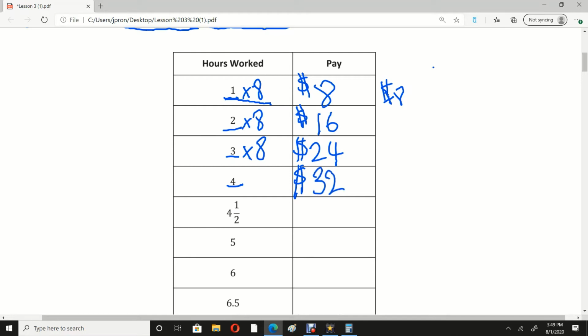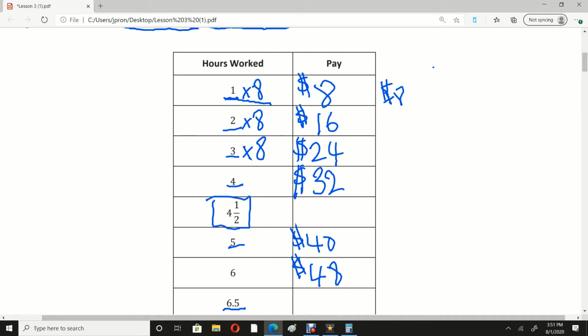$32. That's right. 4.5, I'm going to skip this one for now. At 5 hours, though, we'll have made $40. And at 6 hours, 48. 6 times 8 is 48. And I'm going to skip this one as well for right now. So I wanted to discuss 4.5 hours.